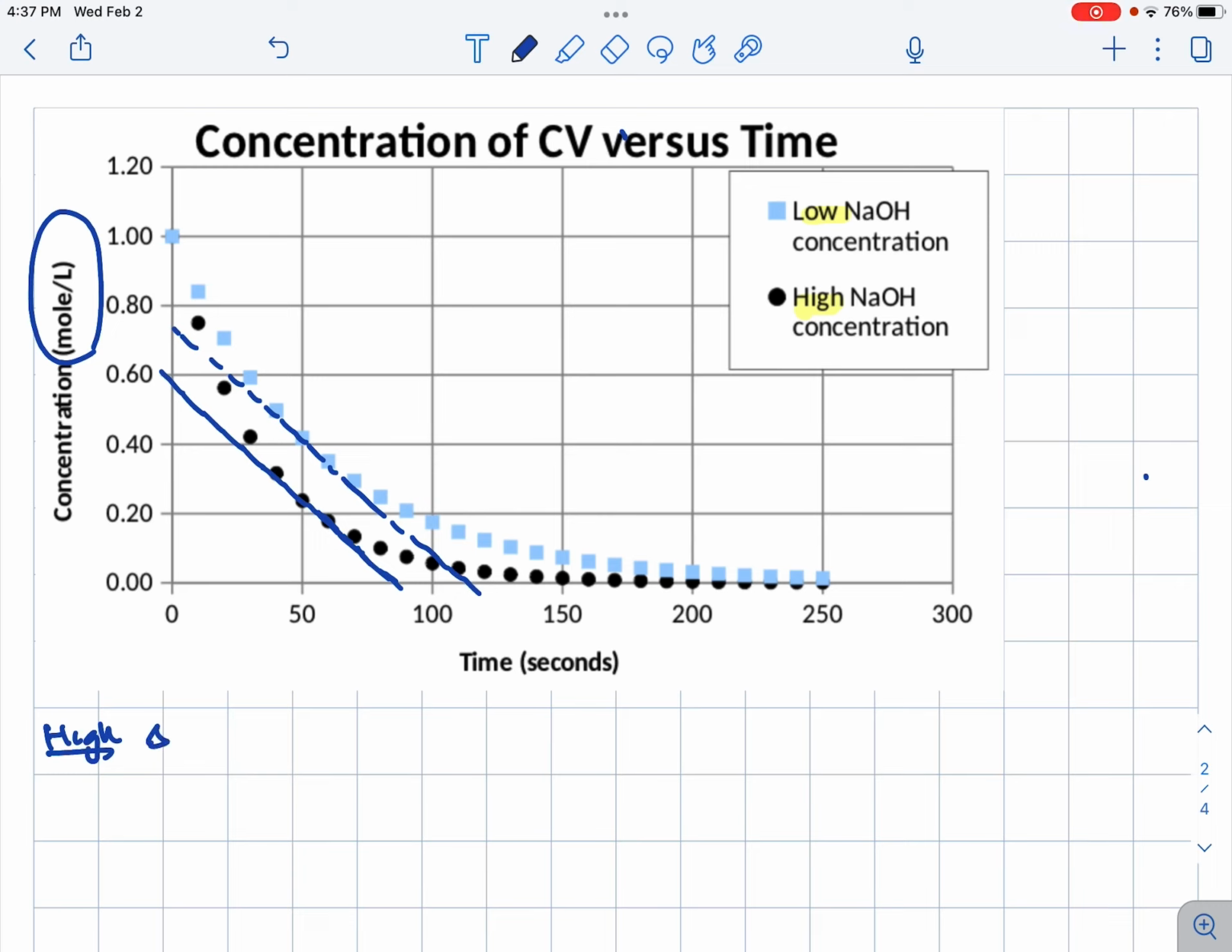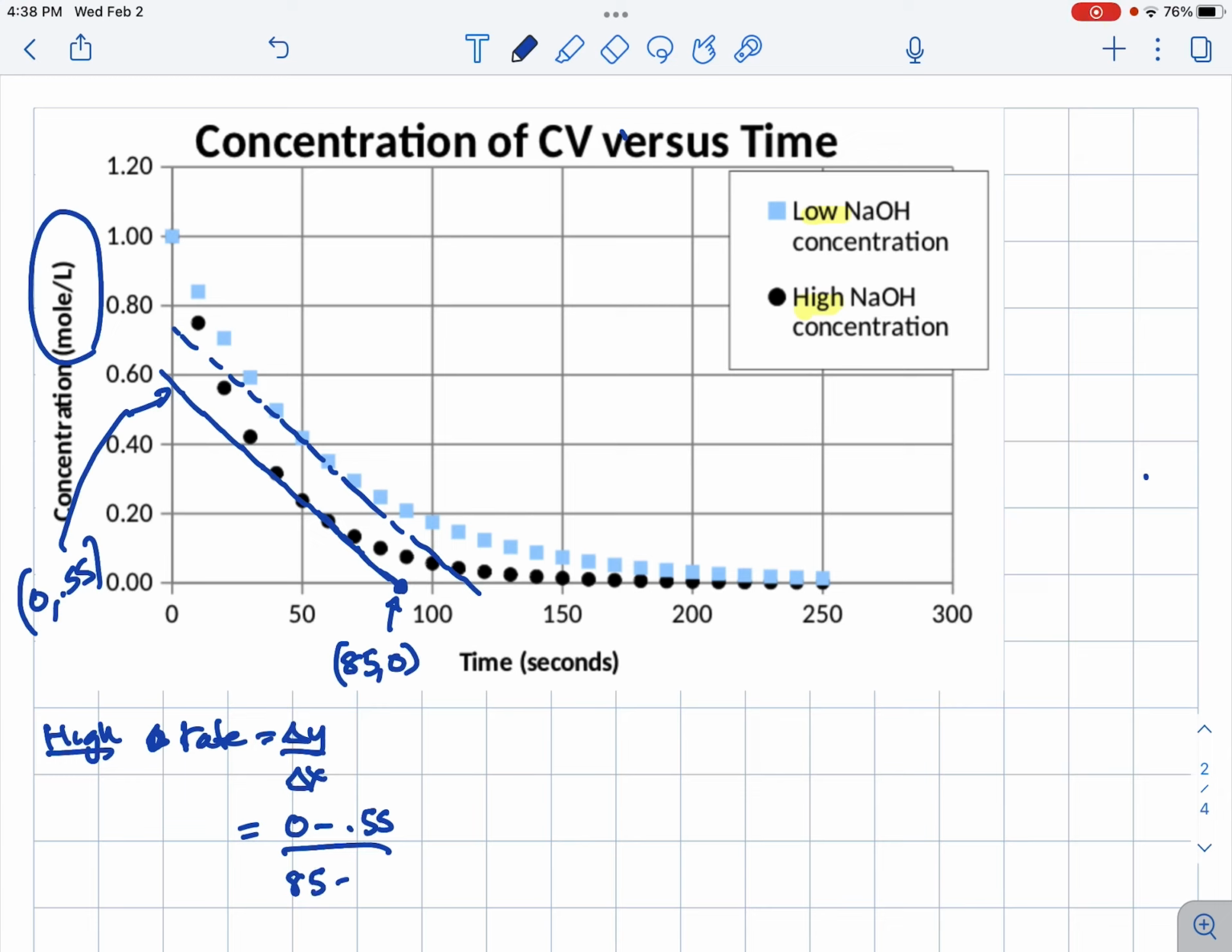Okay, so we're going to do the rate is equal to delta y over delta x. So I'm going to use this point, and I'm going to call it, what are we going to call that? Like 85, 0. And we're going to call this point up here 0, 0.55. Sure, why not? All right, so y2 minus y1 over x2 minus x1.